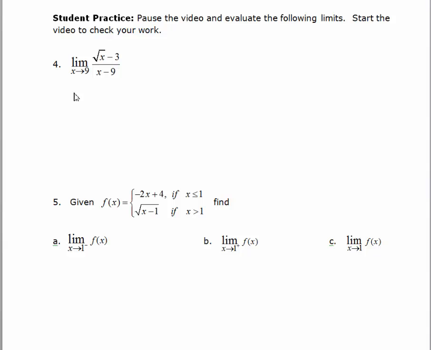Okay, student practice number 4, the limit as x approaches 9 of the square root of x minus 3 over x minus 3. We'll start by direct substitution. The square root of 9 minus 3 over 9 minus 9. We get 0 over 0. We know that we have to do more work. So we'll use some algebraic manipulation here.